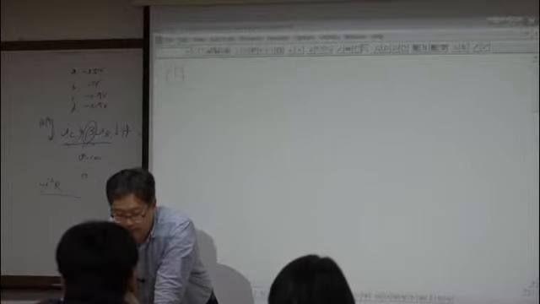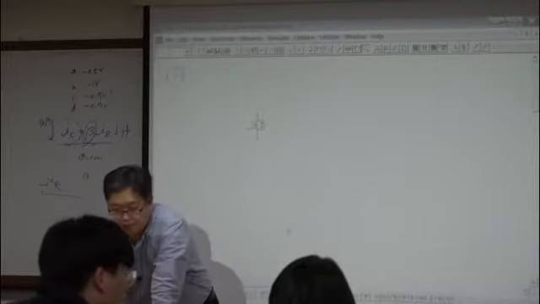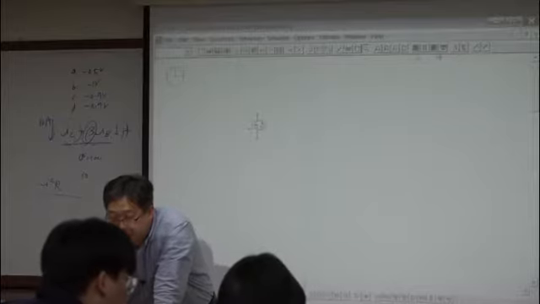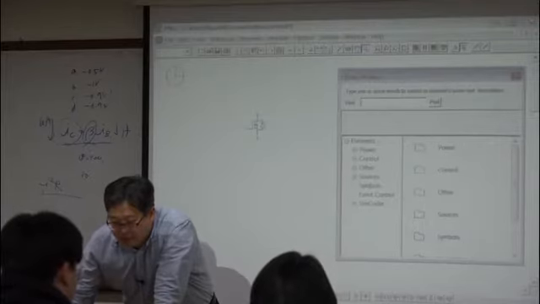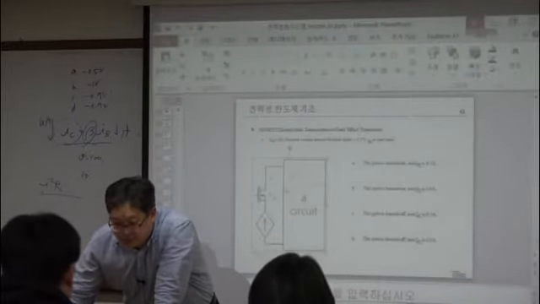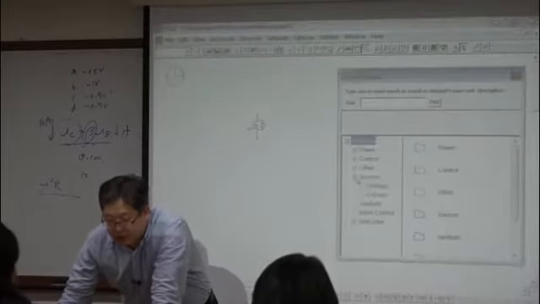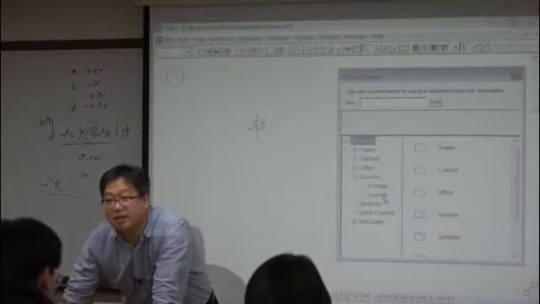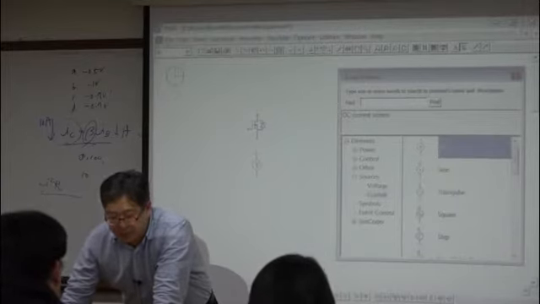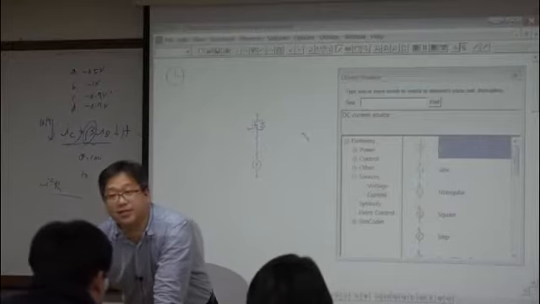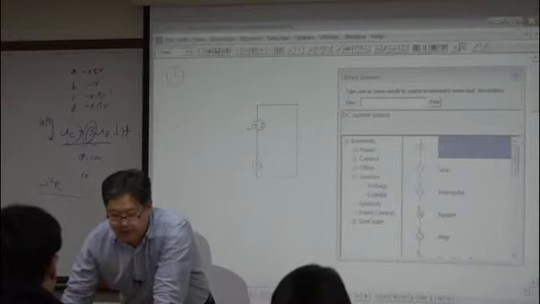And let's bring the MOSFET here. MOSFET. And previously you have the current source here. You can go to the source and there's voltage and current, and you go to the current and bring the DC source like this, and you can simply make a circuit like that.